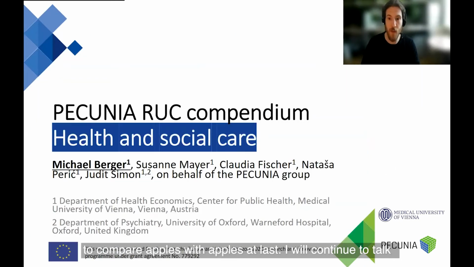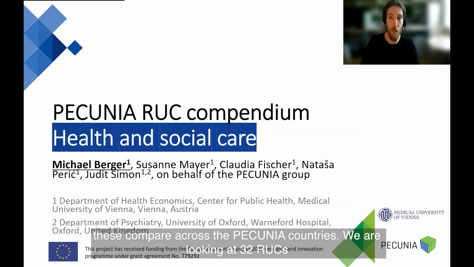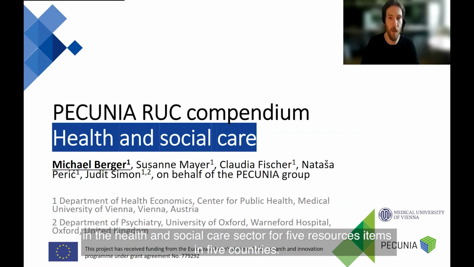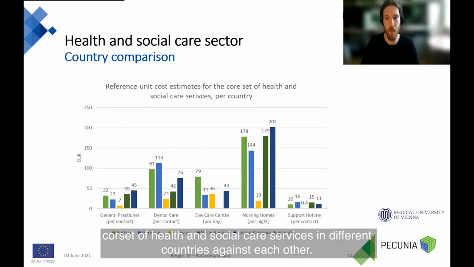I will continue to talk a little bit about the RUCs in the health and social care sector, in particular how these compare across the PECUNIA countries. We are looking at 32 RUCs in the health and social care sector for 5 resource use items in 5 countries. We prepared a graph that puts the cost of the core set of health and social care services in different countries against each other.